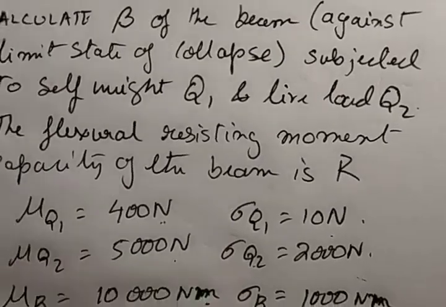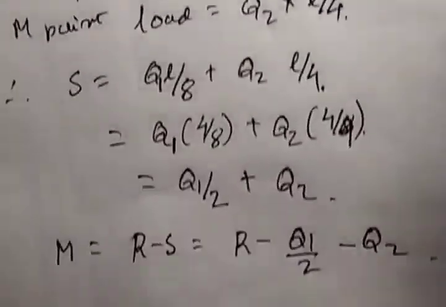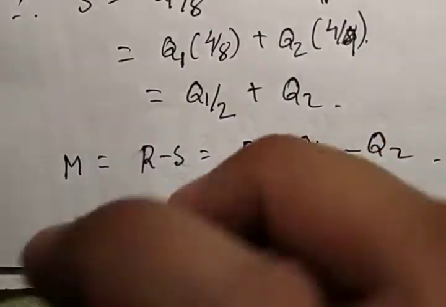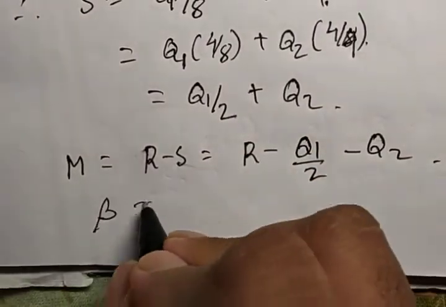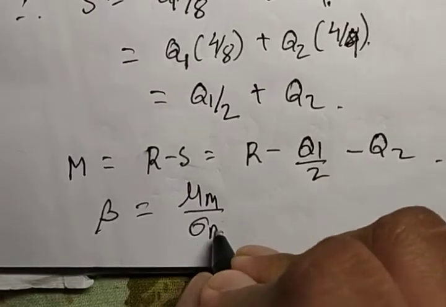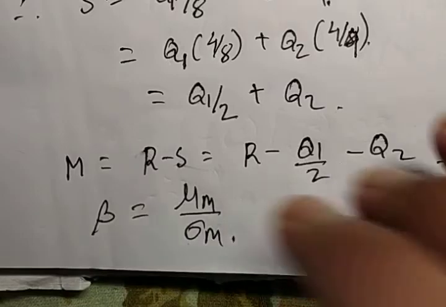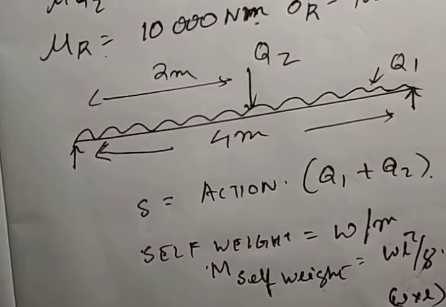Calculate beta, which means the reliability index of the beam. So the reliability index, in order to find out the beta, should be mu m by sigma m. So I need to find out mu m and sigma m, given m is this.